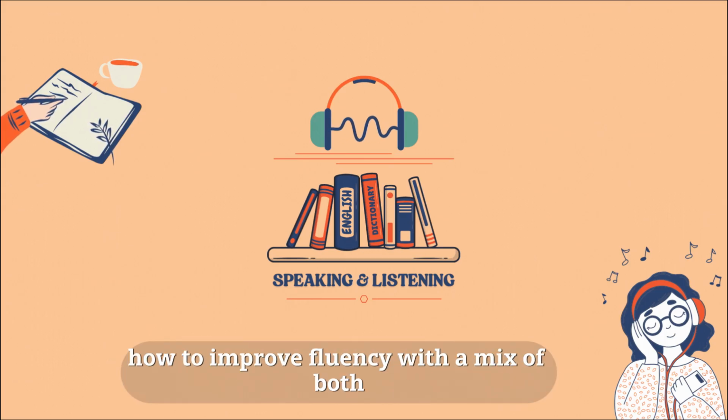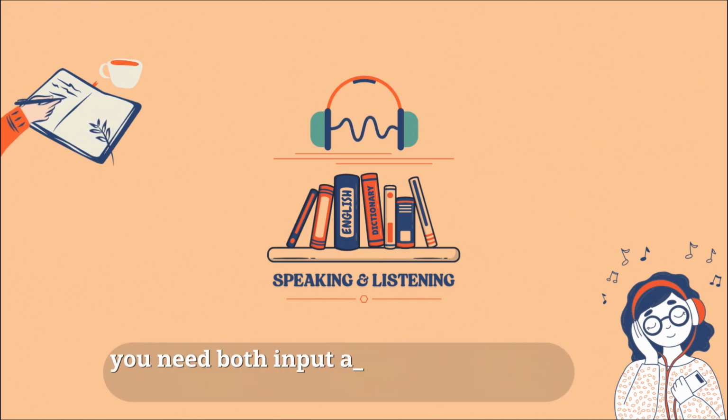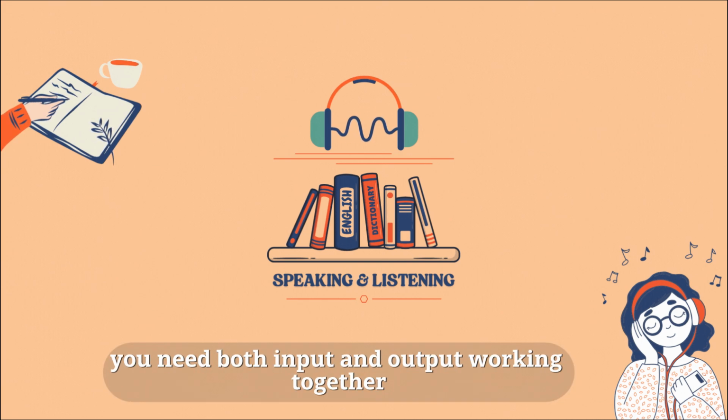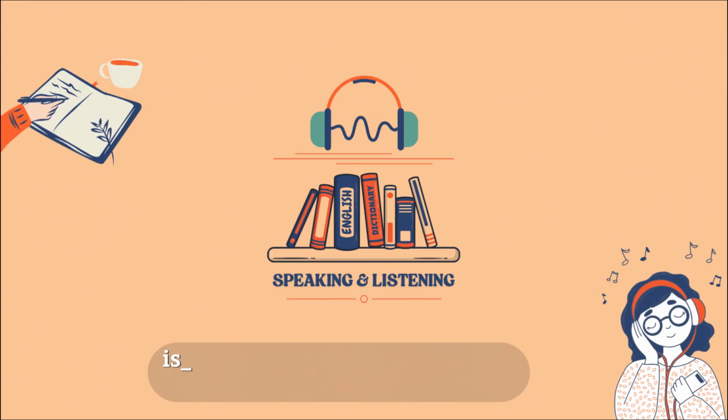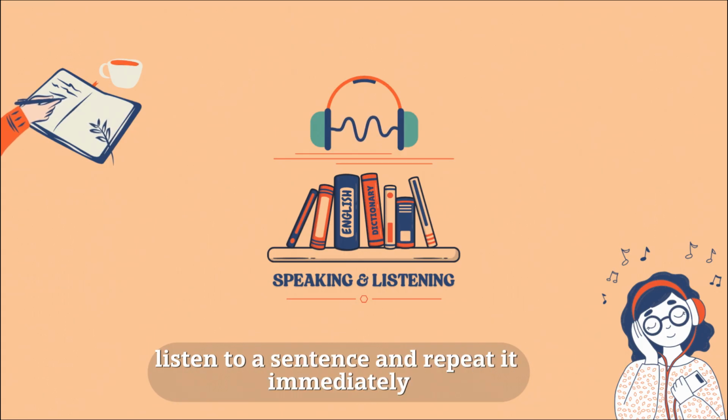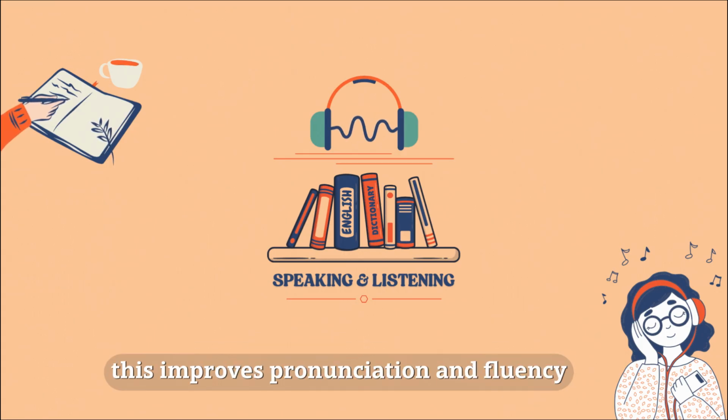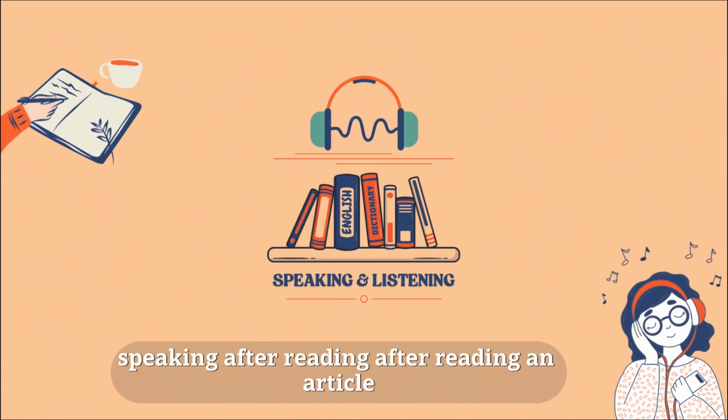How to improve fluency with a mix of both. To speak fluently, you need both input and output working together. Here's how to improve fluency with a good mix. Shadowing: listen to a sentence and repeat it immediately. This improves pronunciation and fluency. Speaking after reading.